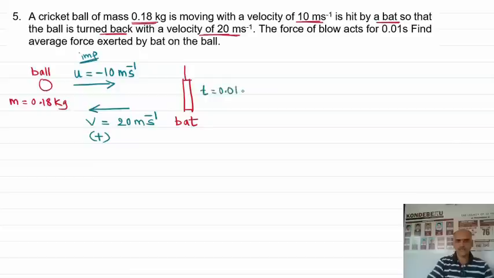u has a minus sign. The force of blow acts for 0.01 seconds. So t has been given as 0.01 seconds, contact between bat and ball. You are required to find the force applied by the bat.